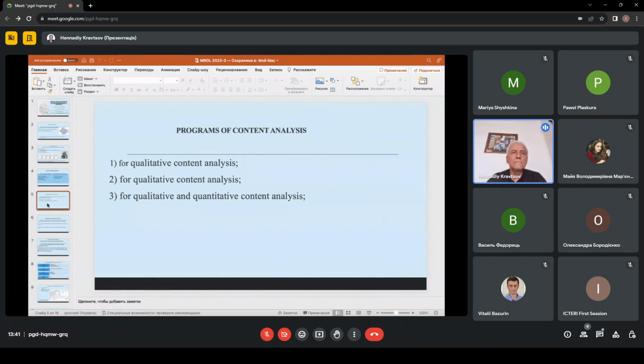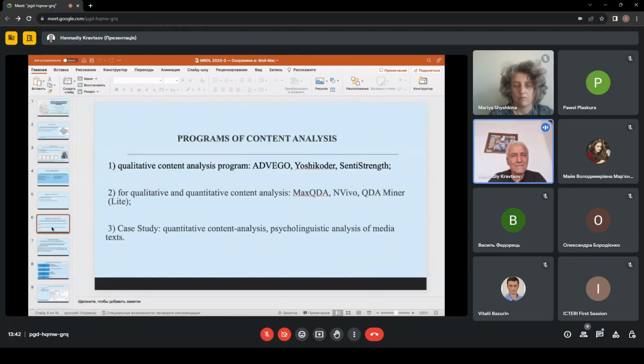And nowadays there are 3 types of programs of content analysis: for qualitative content analysis, for quantitative content analysis, and both for qualitative and quantitative content analysis. And some examples: there are free content analysis programs which can be used without any payment, such as Aveqa, Yoshi Coder, Sentis, and also programs which are quite expensive. They are usually paid by universities, such as MAXQDA and Viva, QDA Miner.